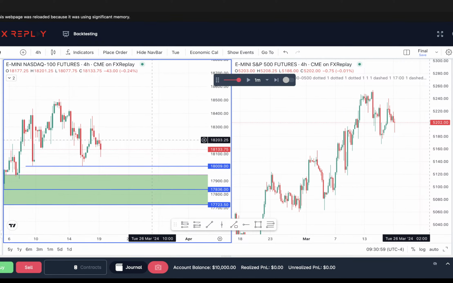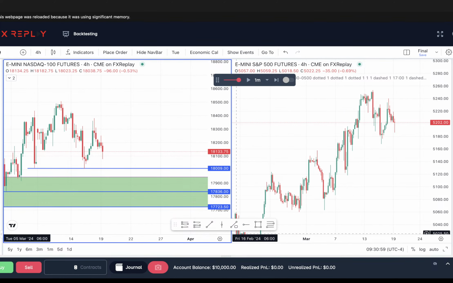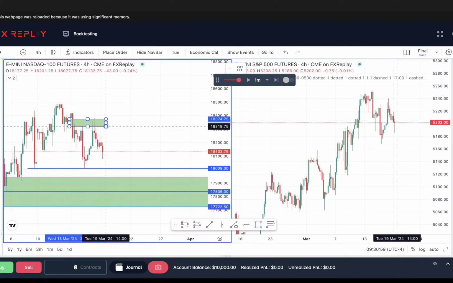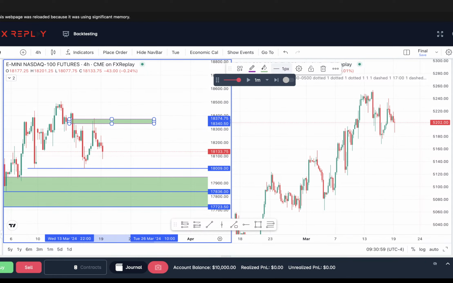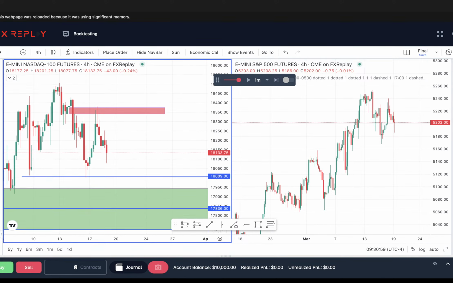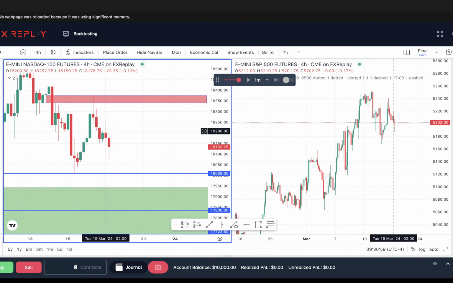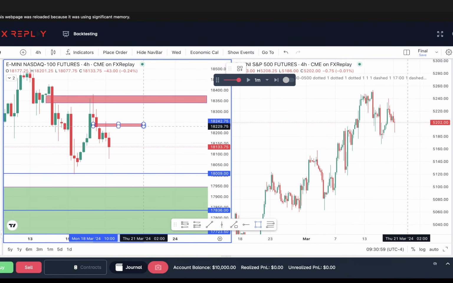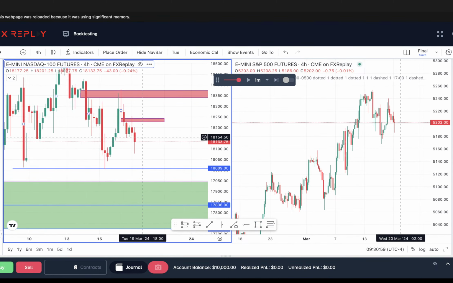Relative equal lows, no equal highs. We did tap into this fair value gap already on the 4 hour, and we strongly removed from it. Is there another one for where this wick hit? I think there is. Some of this is also so unnecessary. That's why I don't do it every day.